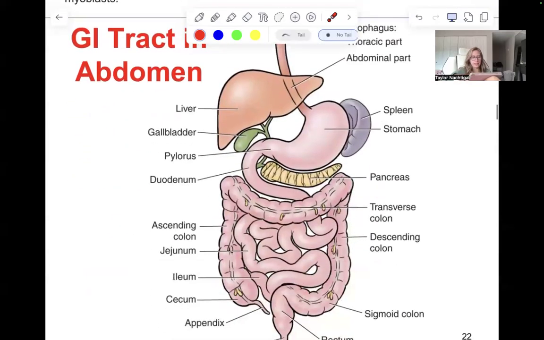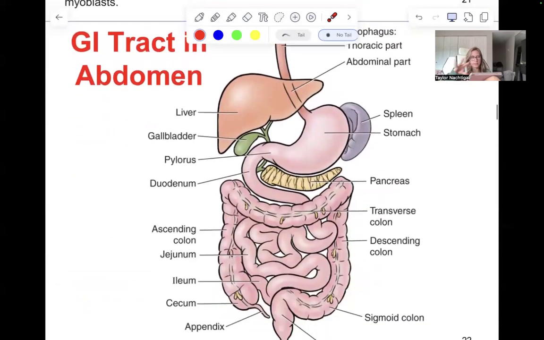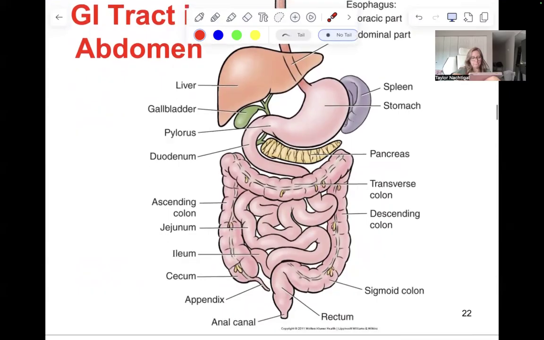Okay, finally getting into the GI tract. There's a lot of information, and I apologize it wasn't the most eloquently delivered for you guys.